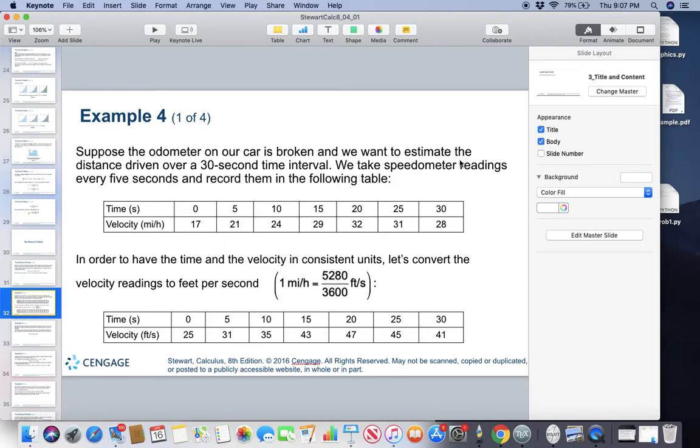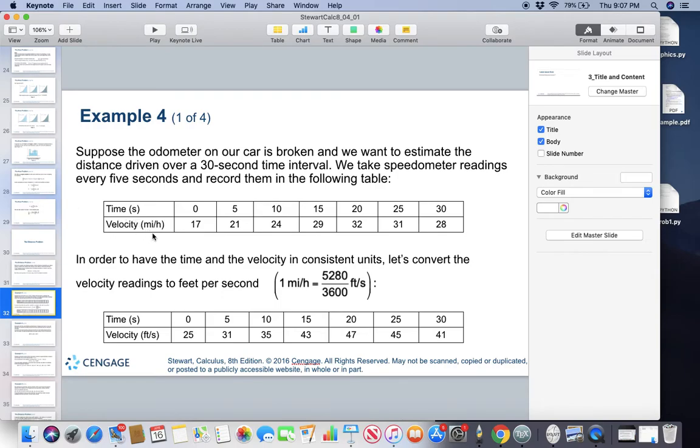Oh, sorry. Speedometer is what measures speed. Odometer measures distance. Okay. So we don't know the distance based on our odometer, but we want to use the speedometer. All right. When time is 0, so at the beginning you start at 17 miles per hour. When time is 5 seconds, you're at 21 miles per hour. 10, 24 miles per hour. So notice your speed or the velocity has been changing with respect to time in seconds.